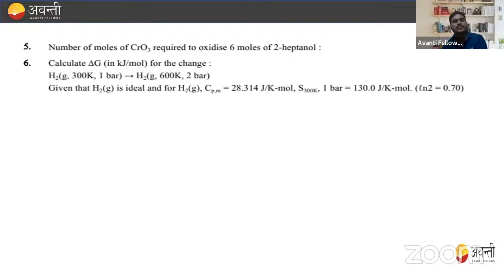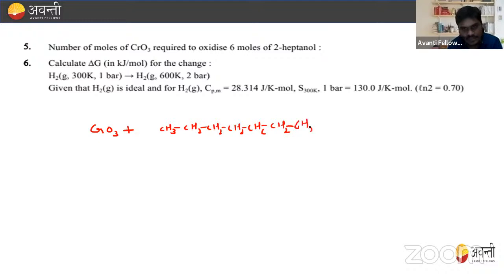First of all, number of moles of CrO3. So what is this CrO3, beta? This CrO3 reacts with heptanol. Heptanol is CH3, CH2, CH2, CH2, CH2, CH2, and again CH2OH. So they ask how many moles of this will be required to produce this much, right?